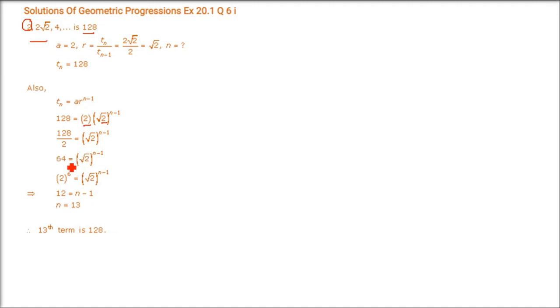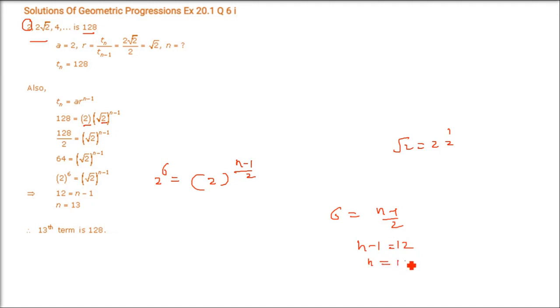So when we equate, it is 64, and 64 is root 2 to the power n minus 1. You are going to write root 2 as 2 to the power half. So 2 to the power half and n minus 1 is already there. So you are going to get 2 to the power n minus 1 by 2, and 64 is 2 to the power 6. Now you have to equate this. 6 equated with n minus 1 by 2, you are going to get 12. 12 equals n minus 1. So you are going to get n equals 13.